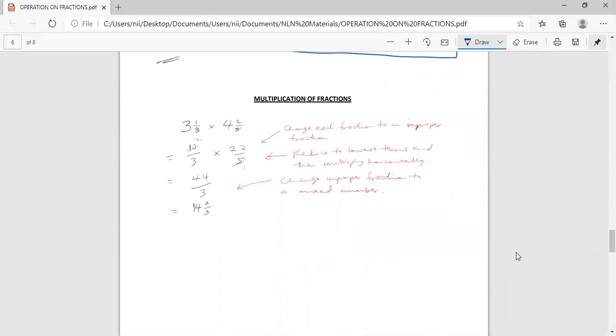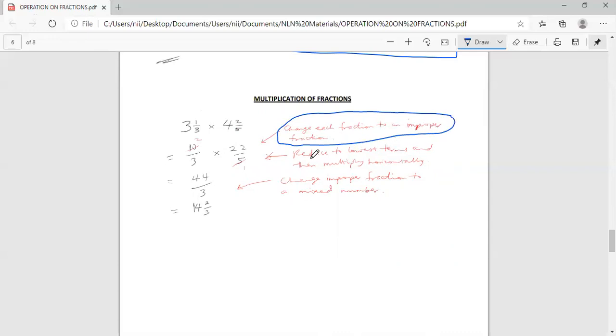Okay. Right. I want us to look at a situation where we have a mixed number. So you have 3 1/3 times 4 2/5. To multiply this out, you don't need LCD in multiplication and division of fractions. You don't need LCD. So take note of that. All right. So if I have a mixed number, I have to change to an improper fraction first. That's the first step if you have a mixed number.